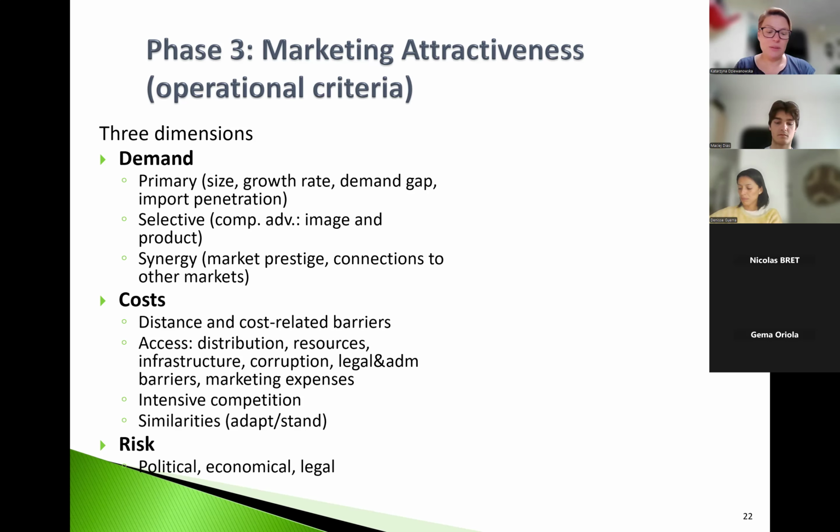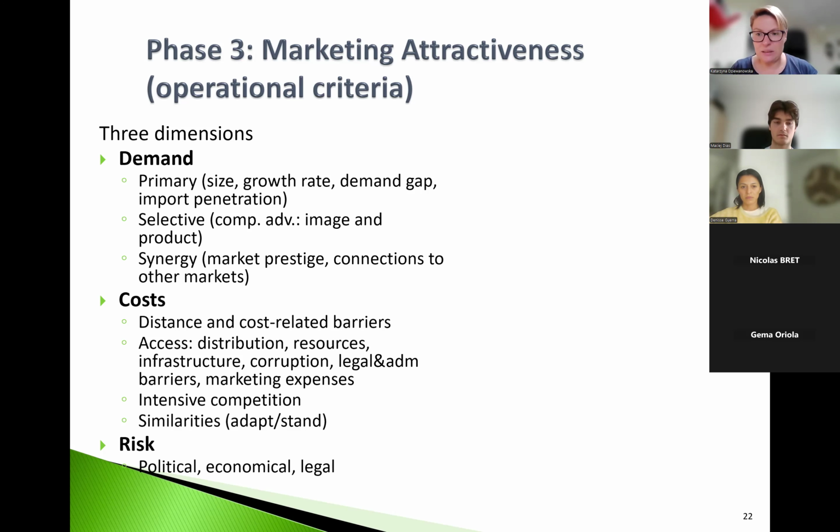Then we have costs. For example, how far is it if you have to send your product out? Are there any taxes? Are there any tariffs? Are there any limitations on accessing the market? Is the competition intense? Because if it is, then you have to try harder. If there are not many competitors, then you can be the new one on the block, and you may have some benefits coming from that. Is this market similar to what you have at home, or will you have to modify everything? You have dark chocolate and they want white chocolate, and that's a completely different process, right? So these are the elements of cost.